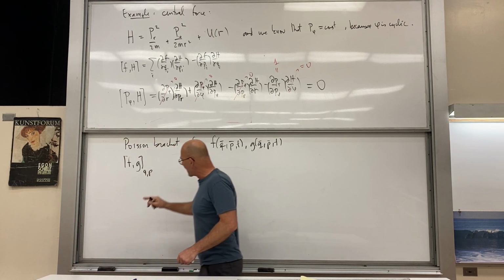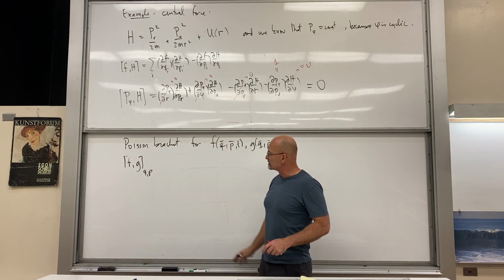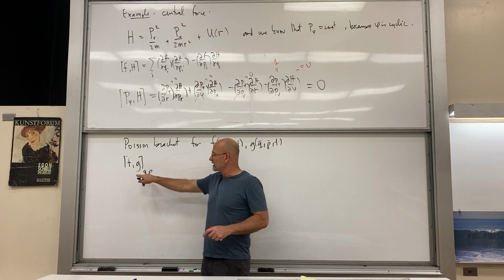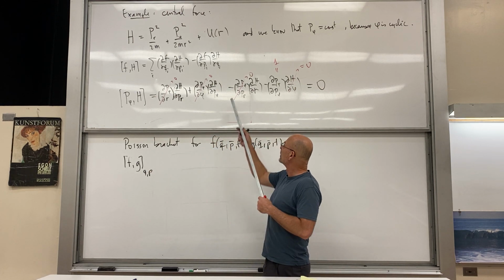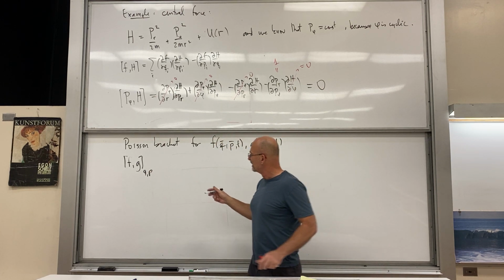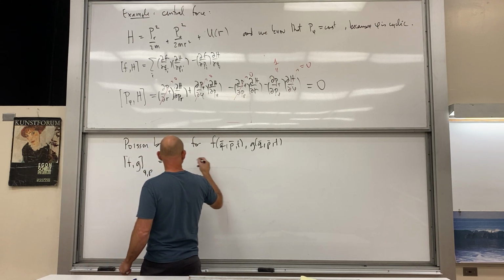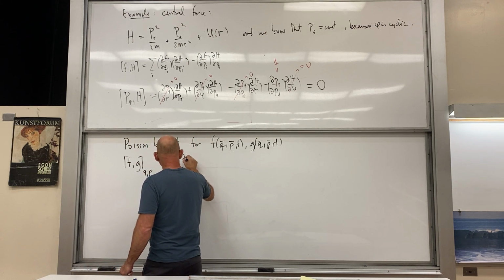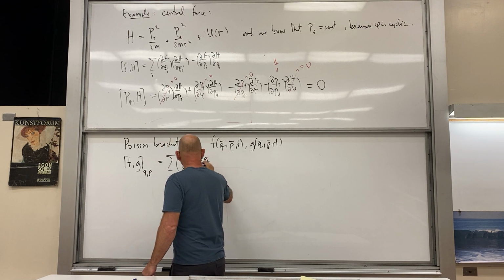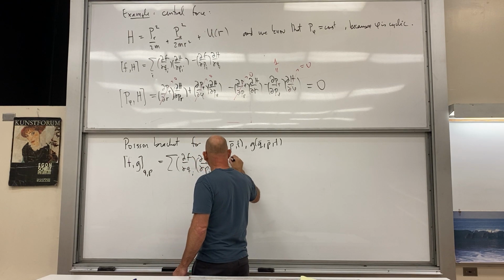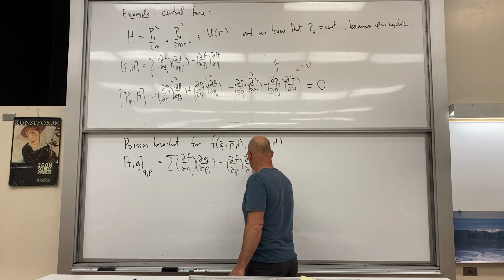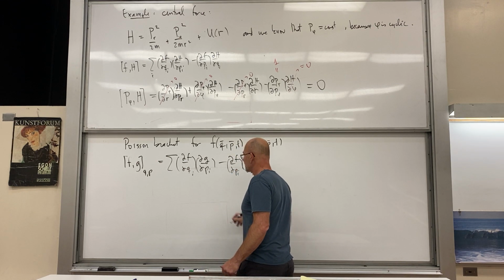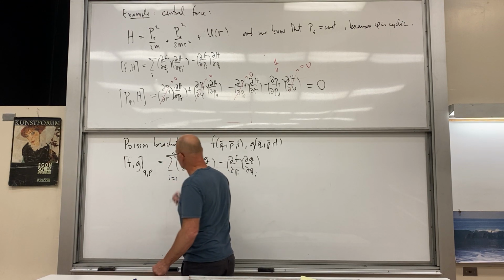By the way, you don't always have to write this there, but I'm just noting it. Different books will have a different definition. If you put the p first and the q, then it'll also reverse the minus sign. It'll be the same object. Okay. So we have the sum of df/dq_i dg/dp_i minus df/dp_i dg/dq_i, for i equals 1 to n.